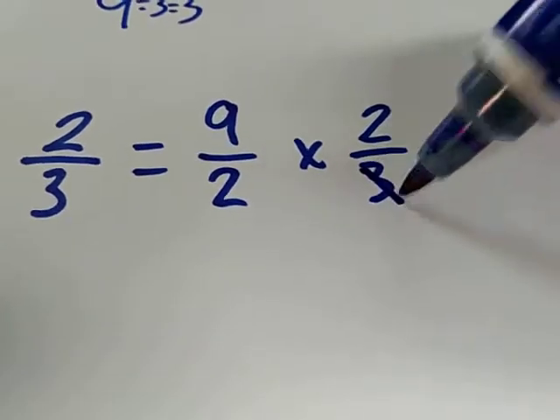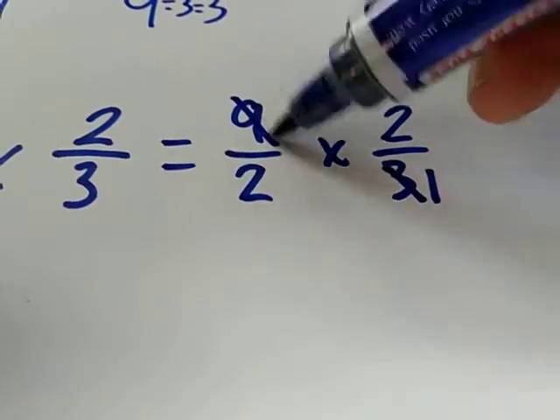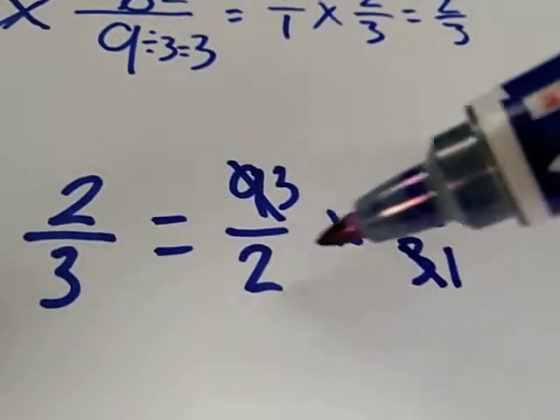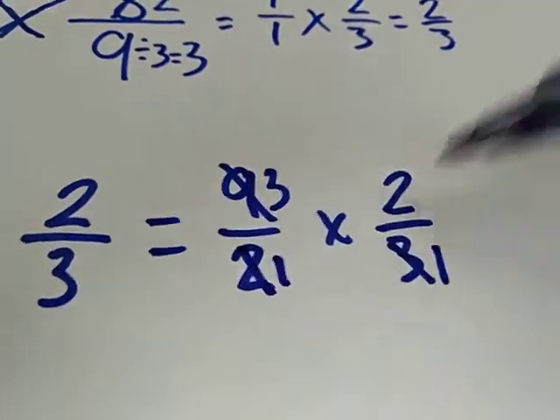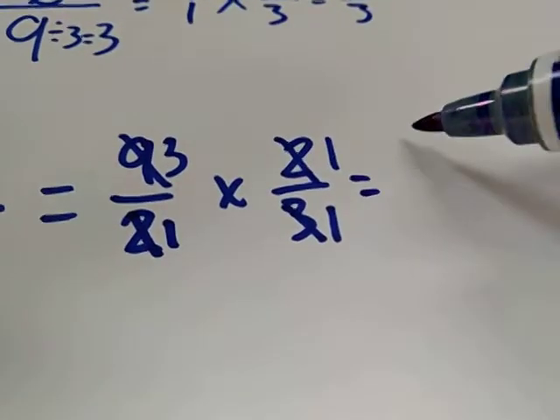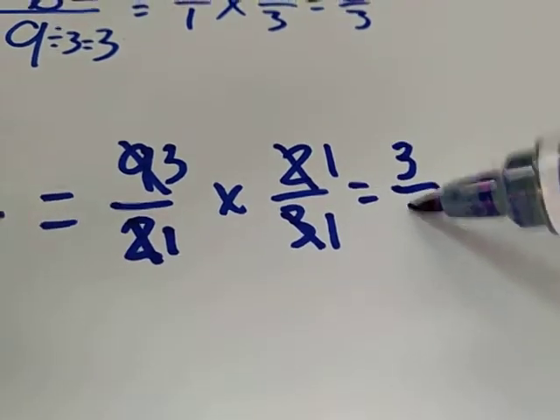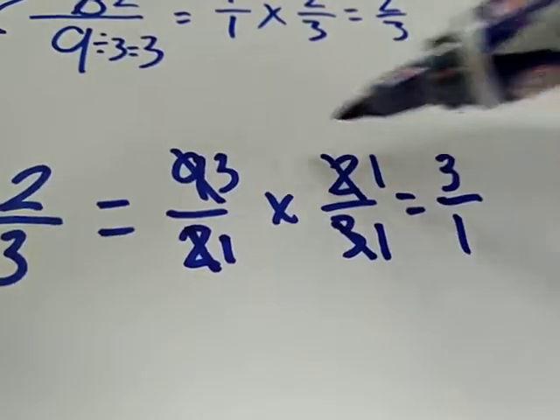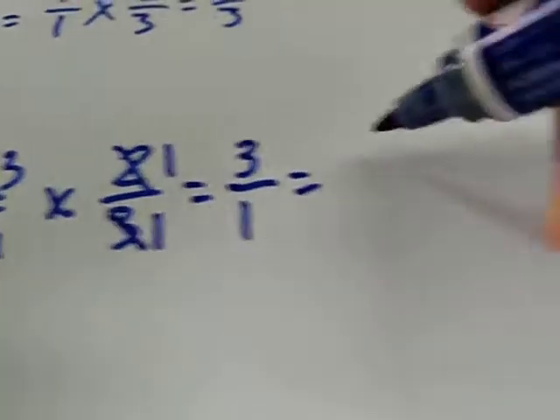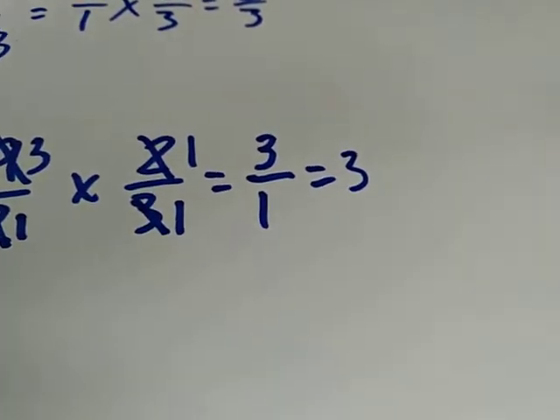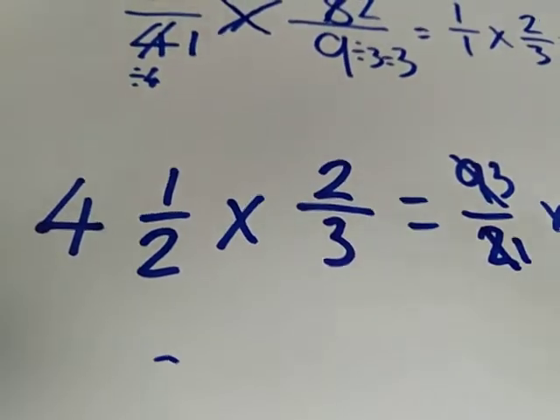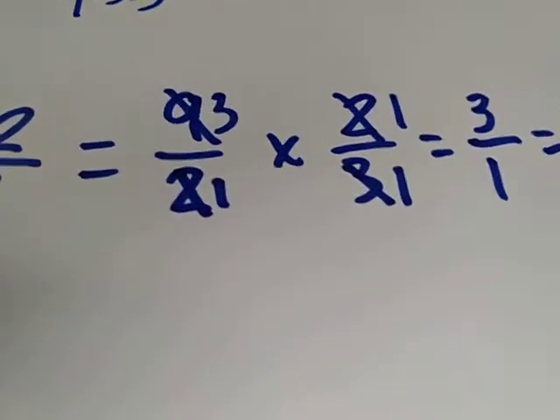We can divide both of these by 3. So we get 1 and 3. Cool. And then 2 and 2, we can divide both of those by 2. So we get 1 and 1, which is going to give us 3 over 1. Because we do 3 times 1 equals 3. 1 times 1 equals 1. Which equals 3. Cool. So 2/3 of 4 and a half gives us 3.